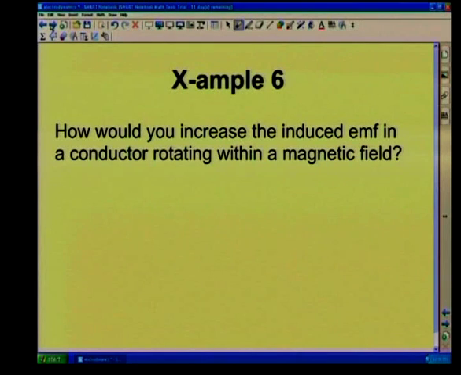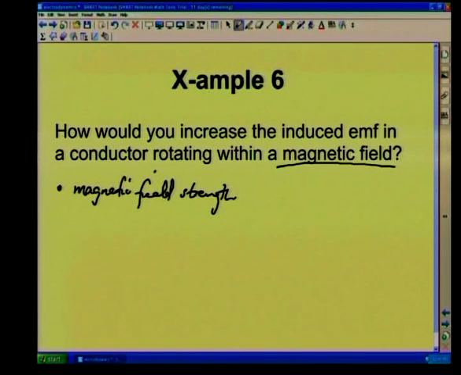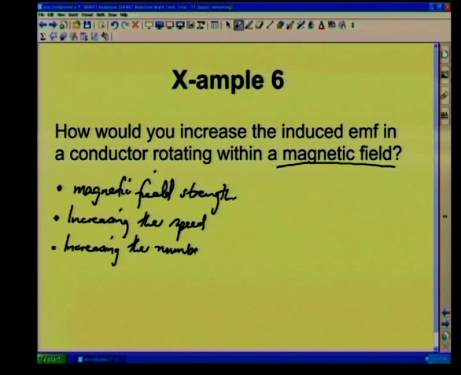Now quickly let's look at example 6. How would you increase the induced EMF in a conductor rotating in a magnetic field? Here we have also answered this one. We spoke about increasing the magnetic field strength, increasing the speed, and increasing the number of turns on the coil.